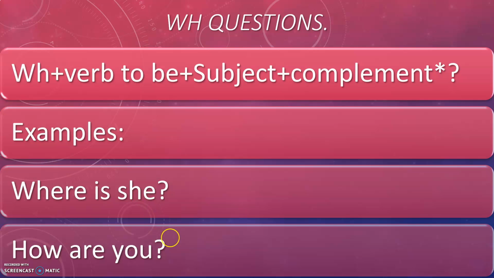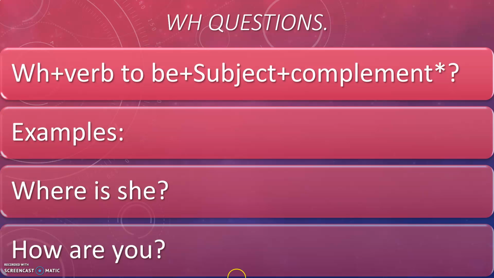What about this one? How are you? Okay. Double H, how, verb to be are, the subject is you. There is no complement either. Why? Because I can understand this question like this. How are you? Okay, I understand what this person is asking. As I said before, you could add a complement, but that's not mandatory. It is up to you if you want to do it.